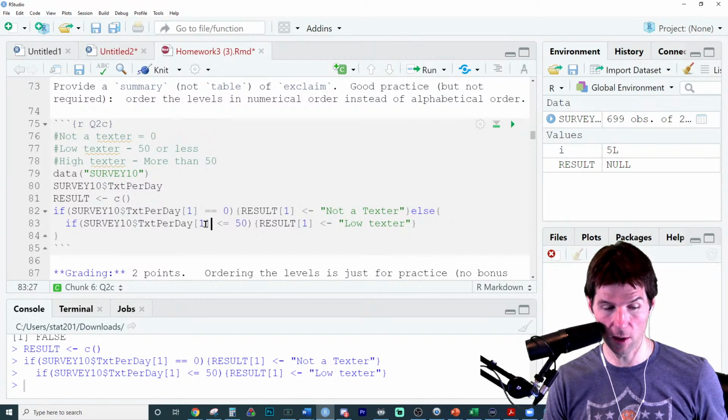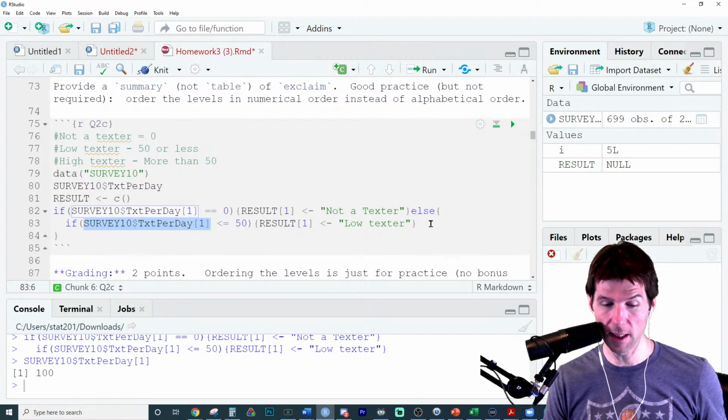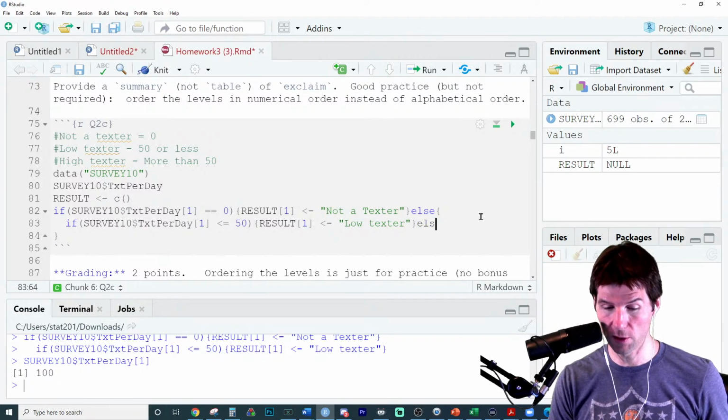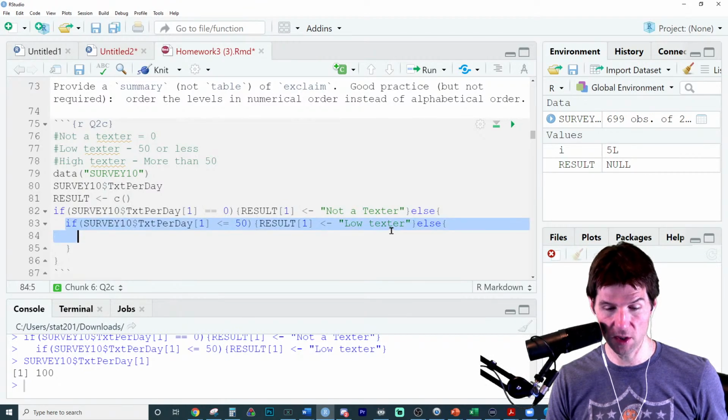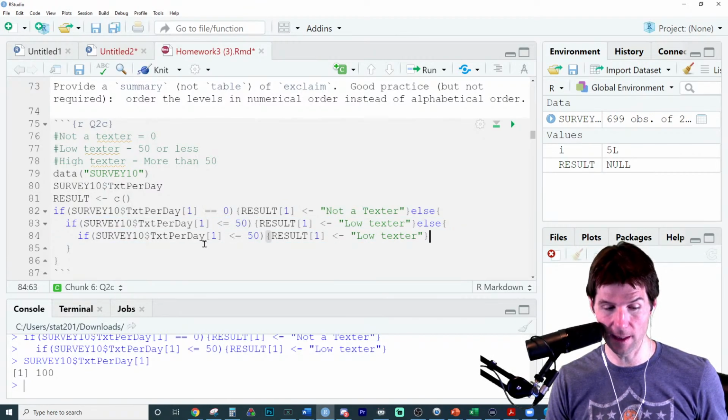Let's take a look and see what they are. This will tell us what they are. They text 100, so they are a high texter. So now we want to go here and go to else. We're doing the same thing we just did. And we're going to grab this right here. And this is where the whole madness ends.